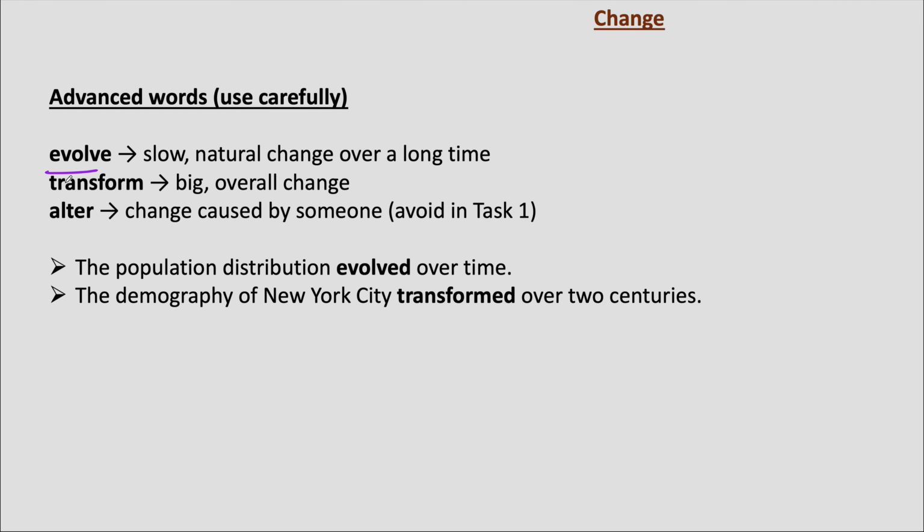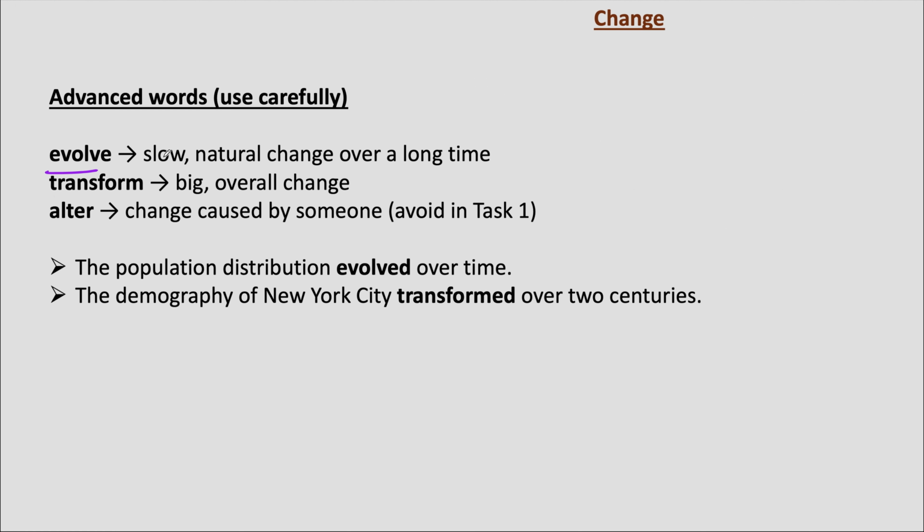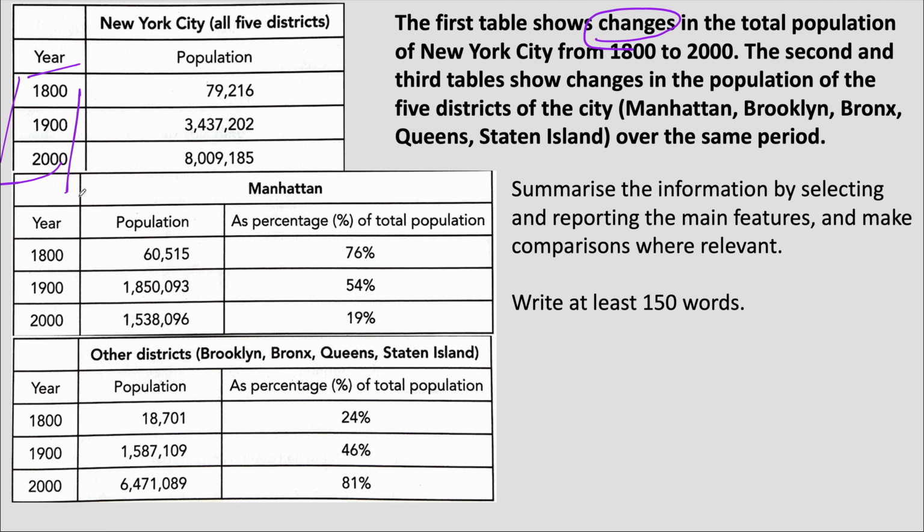Evolve means slow change over time. Here we have change in population over 200 years. So we can say the population distribution evolved over time. Transform means major overall change. We should use this only when there is a big change. For example, here we can say the demography of New York City transformed over 2 centuries.